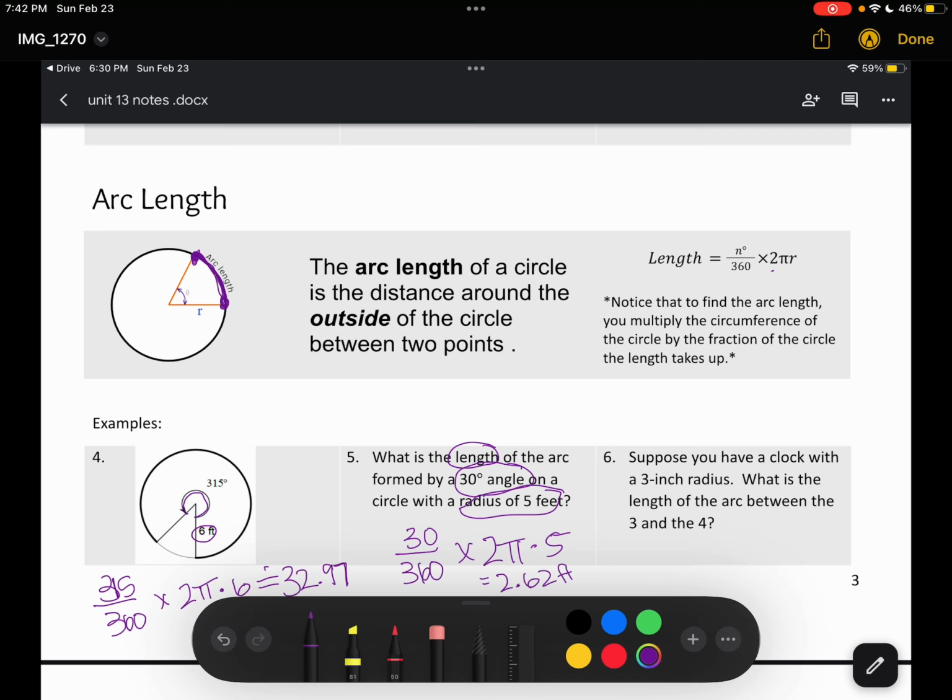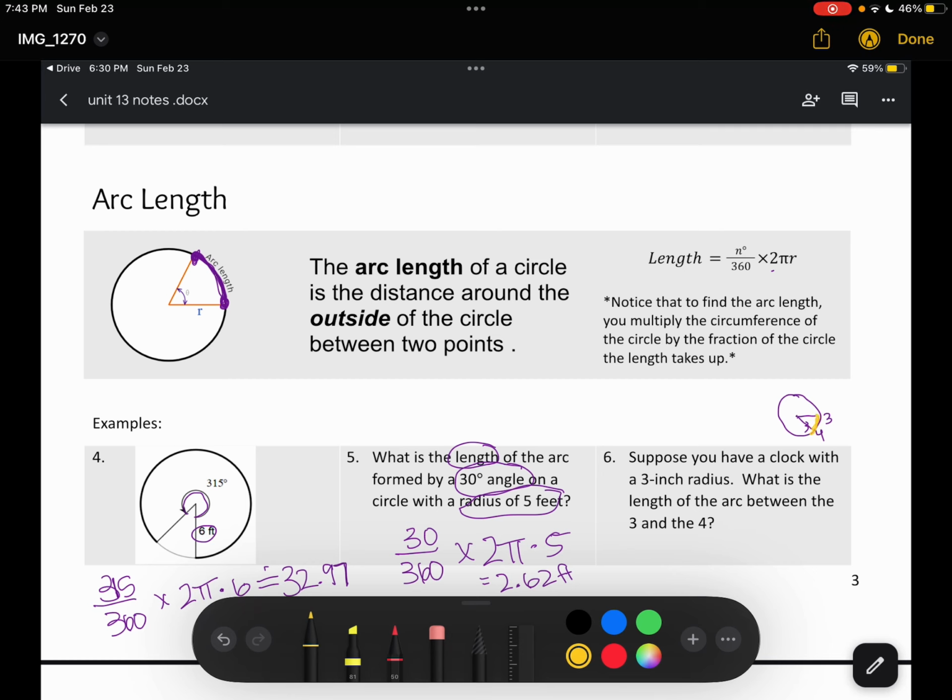Now we're going to take this idea and apply it to a problem that doesn't use degrees. So suppose you have a clock with a 3-inch radius. Okay, here's my clock. It's a 3-inch radius. What is the length of the arc between the 3, that would be right here, and the 4 right here? So I'm looking at this arc right here.